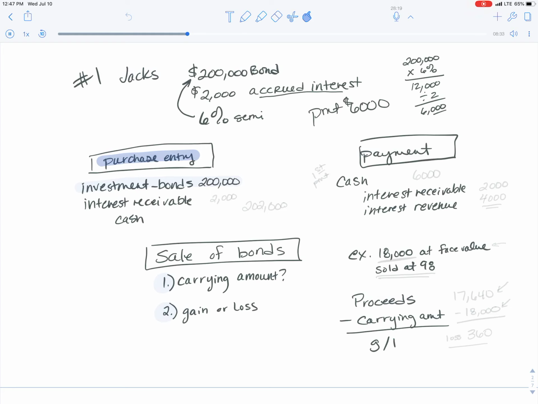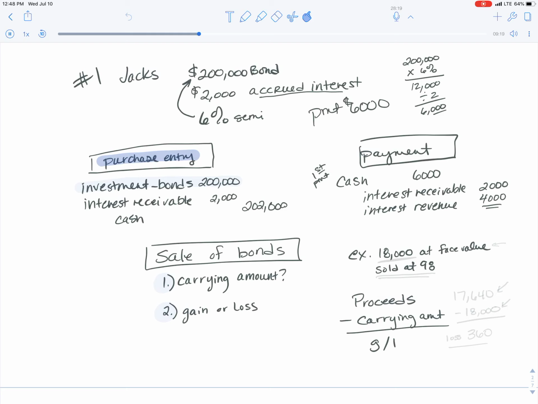There will be an investment on our books of $200,000. And we have an accrued amount of $2,000 that we're going to have to put in that holding place, interest receivable. So the total purchase price of this bond is $202,000. Now we're going to receive that payment on the payment date and remove the accrued interest. So the revenue that we recognize on the first payment will be $4,000. Any future payments, all $6,000 will be interest revenue. But just this first payment has this accrued interest built up.